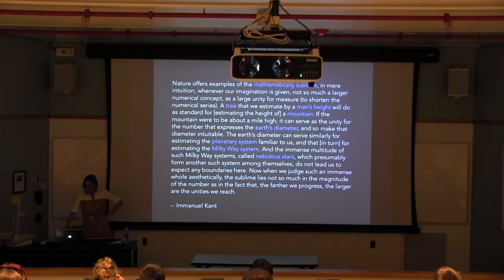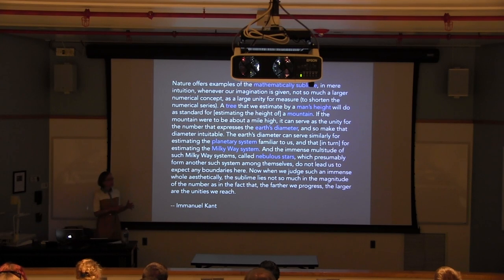If the mountain were to be about a mile high, it can serve as a unity for the number that expresses the Earth's diameter, and so make that diameter intuitable. The Earth's diameter can serve similarly for estimating the planetary system familiar to us, and that in turn for estimating the Milky Way system. And the immense multitude of such Milky Way systems, called nebulous stars, which presumably form another such system among themselves, do not lead us to expect any boundaries here. Now, when we judge such an immense whole aesthetically, the sublime lies not so much in the magnitude of the number as in the fact that the farther we progress, the larger are the unities we reach."